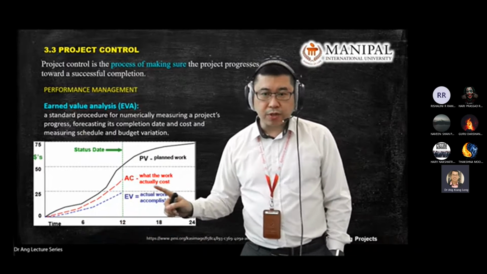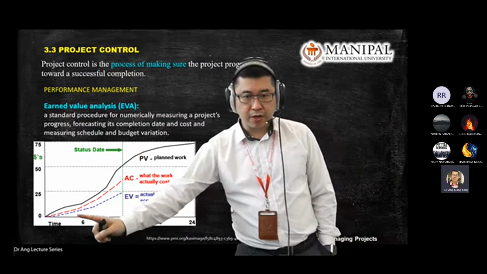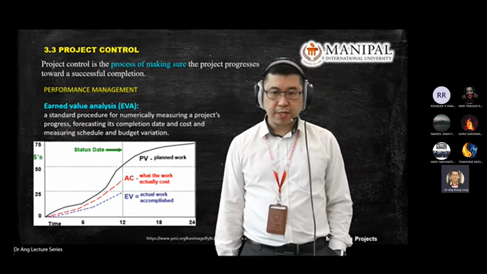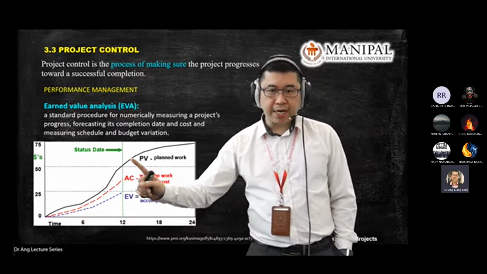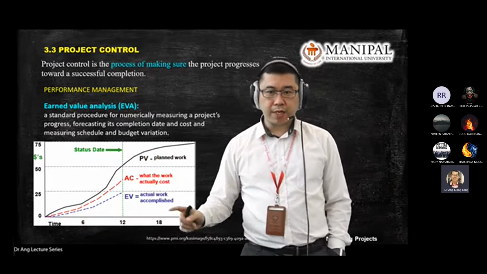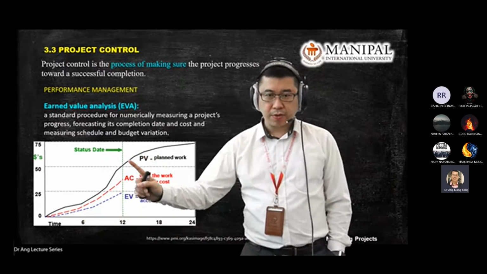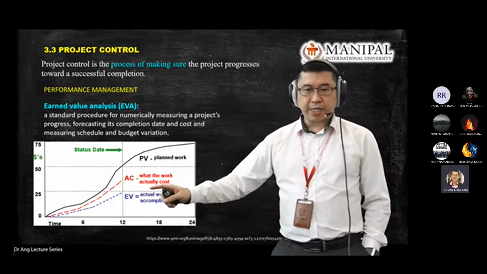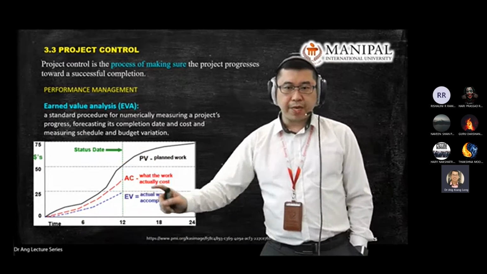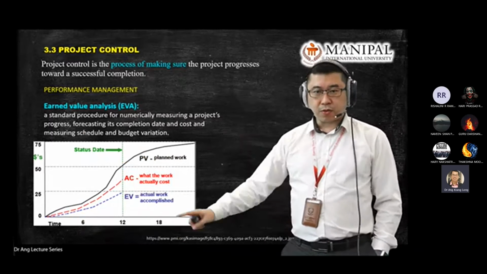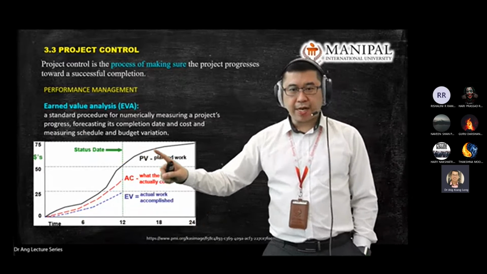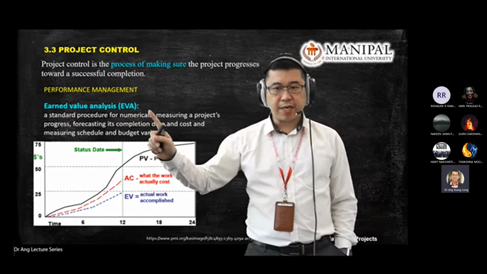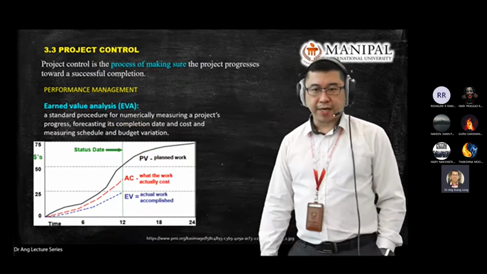What the work actually costs. So you have a second line on the cost. So one is the progress, one is on cost. And there's one black line, which is your planned work. This is your schedule. Okay, so this is your schedule. And then you use these three lines to make calculation. So the procedure to analyze PV, AC, EV falls under the EVA category.